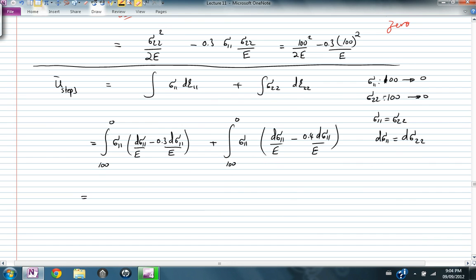This will be equal to 0 minus sigma 1, which is 100 squared over E. So negative 100 squared over 2E minus 0.3 over E, 0 minus 100, which is plus 100. Plus 0 minus sigma 1 squared over E, which is basically net minus 100 squared, again divided by 2E, plus 0.4 times 100 divided by E.